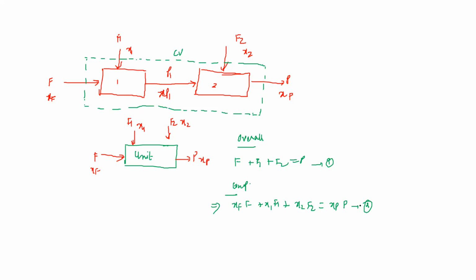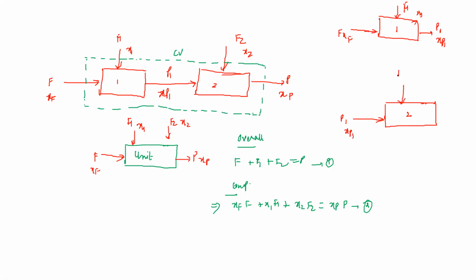And then another method of doing this problem is by taking individual units and doing material balance about those units. For example, over here I have two units. So I'm going to take unit 1 and unit 2 separately, and then do the material balance. For unit 1, my input is F, then F1, and P1 is going out. And then for unit 2, my P1 is coming in, as you can see.